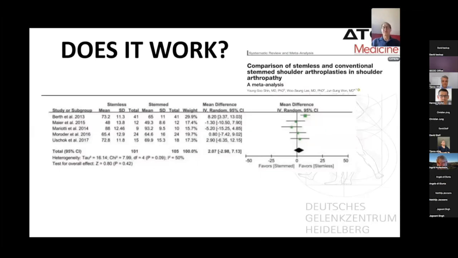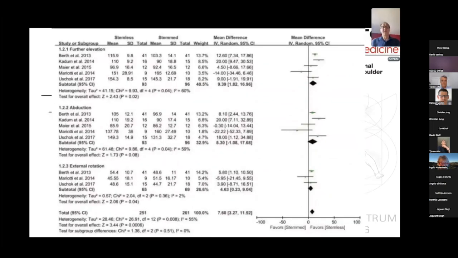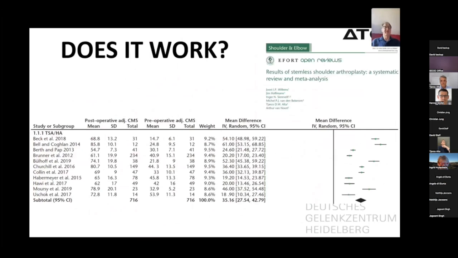So we also have to look at more details, like radiologic results. But first of all, this meta-analysis favors the stemless prosthesis over the stemmed prosthesis. If you look at the relative Constant score, and if you look at range of motion post-operatively, it slightly favors the stemless arthroplasty. And one meta-analysis that was published lately, also with one author that we know, favors the stemless prosthesis over the stemmed prosthesis.